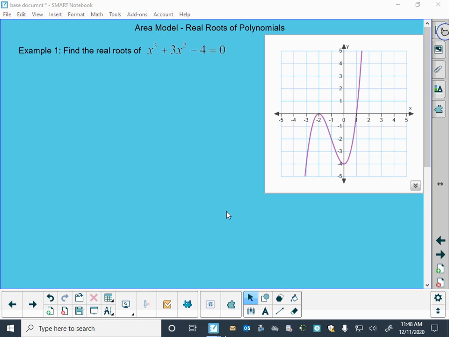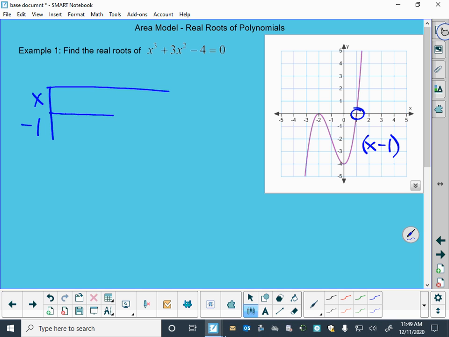This is what the graph looks like. We're going to use the graph to get a little bit of help. It does look pretty clearly like 1 is a place where this graph crosses, which means that x minus 1 should be a factor. We'll check that by trying to divide x minus 1 out of here.